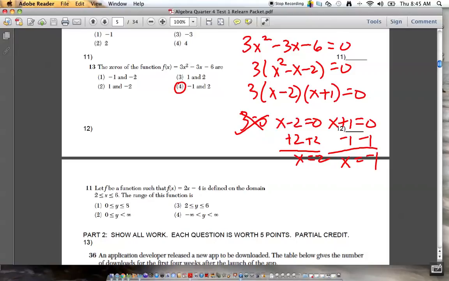As far as number 11 goes, let f be the function f of x is 2x minus 4, defined on the domain. Notice x. Very important to notice that. x goes from 2 to 6.